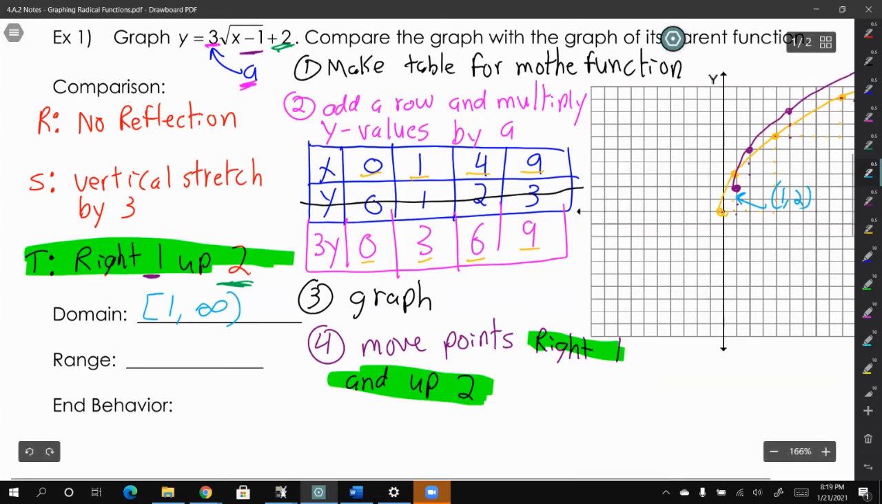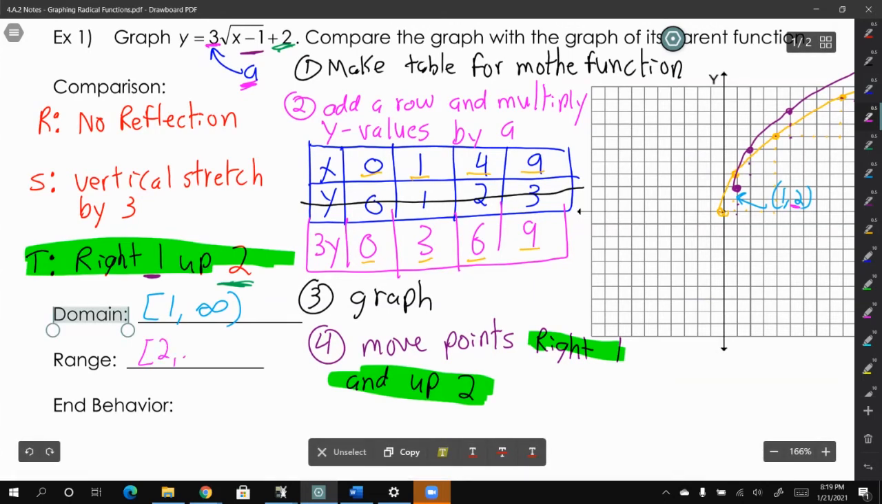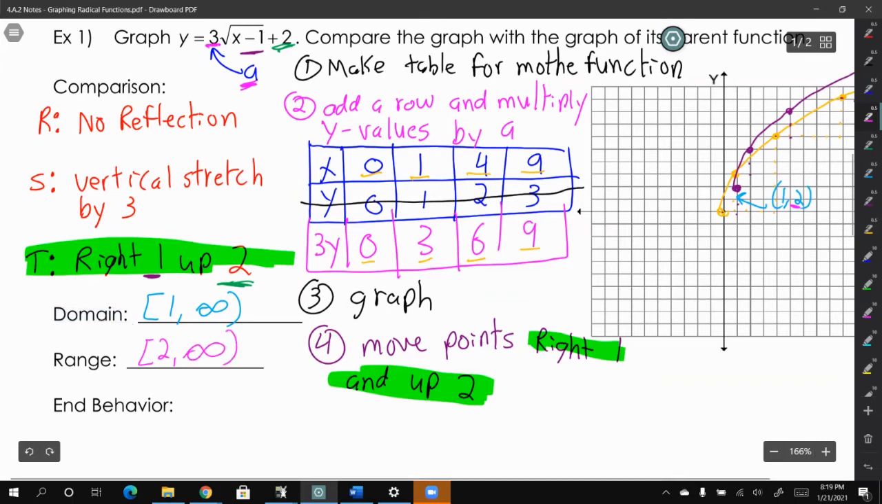Now the range, the y value here is 2. We don't have any y value smaller than that. So [2, infinity) is our range.